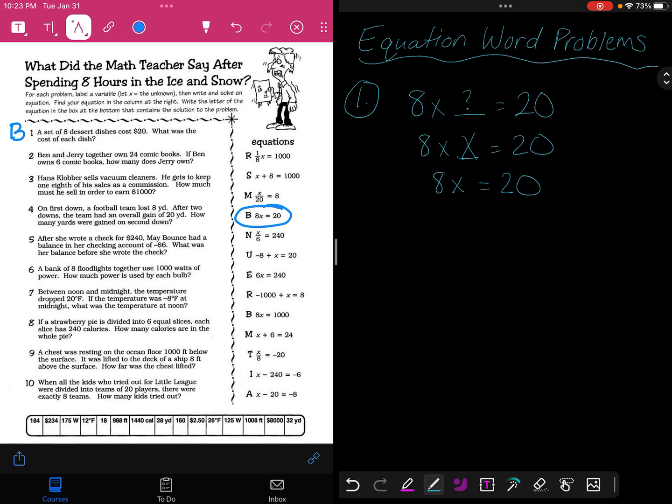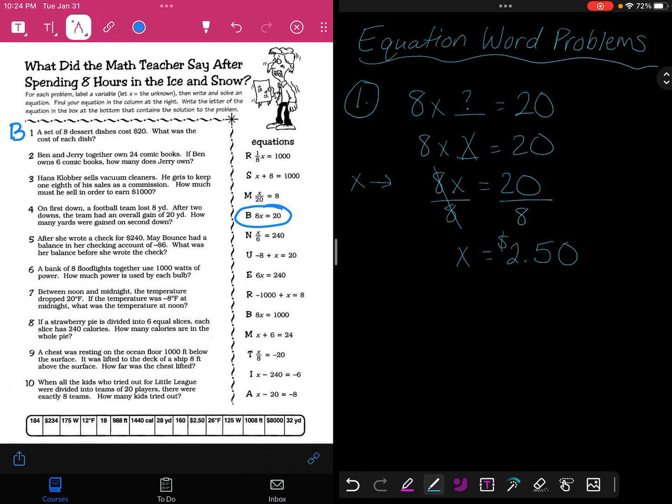So now I have a one-step equation. So this means multiply. So I'm going to do the opposite, which means divide, because I start on the side with the letter, and I got to get the letter by itself. So right now I'm multiplying by 8, so I need to divide both sides by 8. So those cancel out, leaving x. And 20 divided by 8 is 2.5.